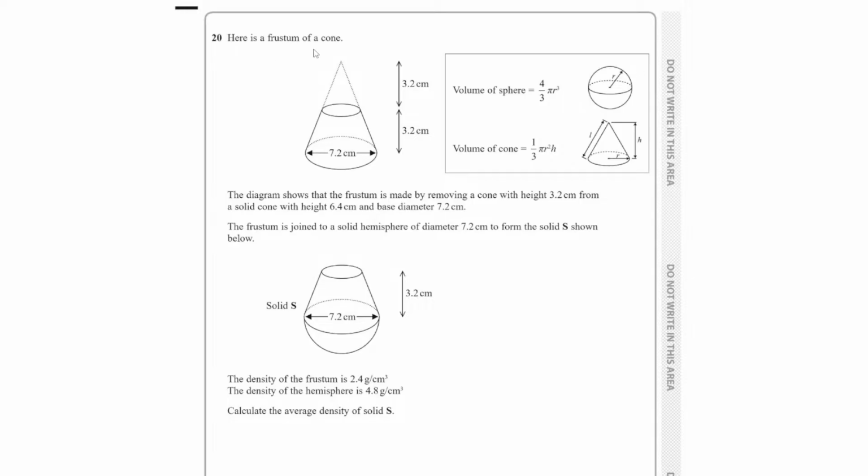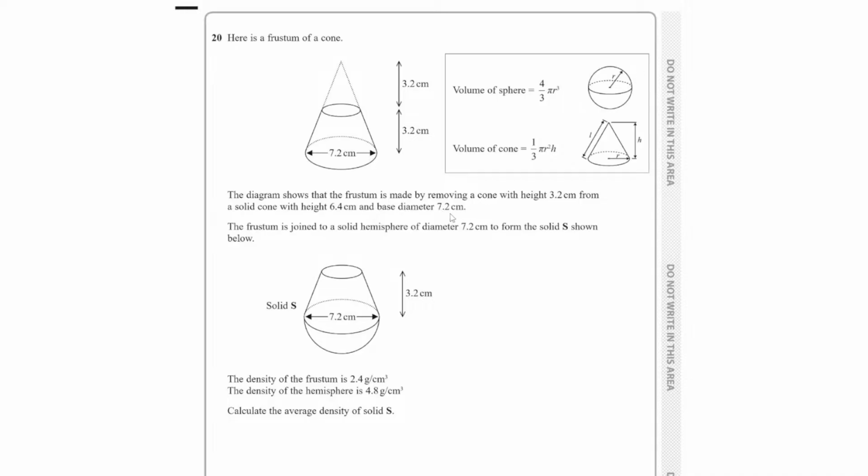So here is a frustum of a cone, as you can see. I've been through this one before actually, but I think it was because this was a very specific one. So you guys might recognize it. We've got a frustum. The diagram shows that the frustum is made by removing a cone of height 3.2 from a solid cone with height 6.4 and base diameter 7.2.